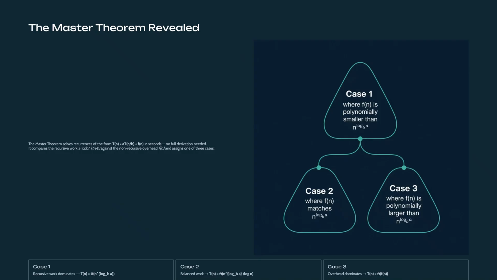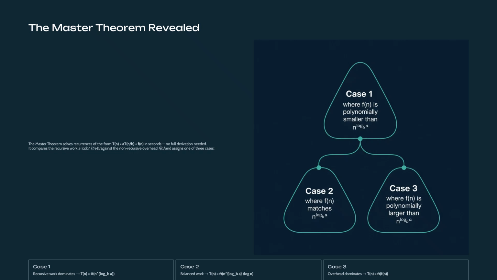Title: The Master Theorem Revealed. One of the greatest tools in algorithm analysis is the master theorem. It quickly solves recurrence relations of the form T(n) = a T(n/b) + f(n).